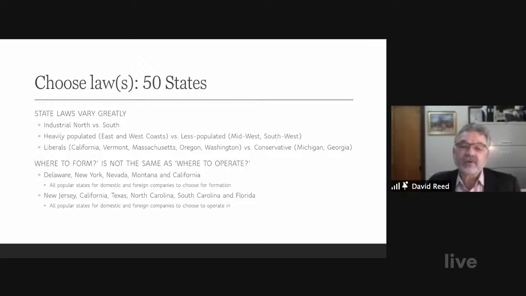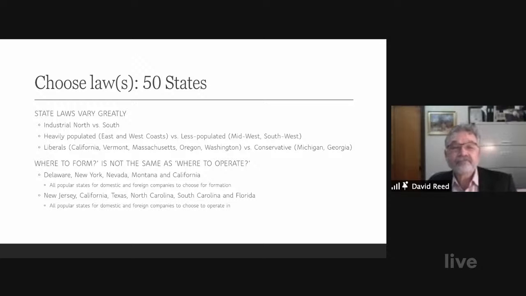There are also issues of liberal versus conservative. California, Vermont, Massachusetts, Oregon, Washington are all viewed as liberal states. They not only do things differently than other more conservative states such as Michigan, Georgia, Wisconsin, Ohio, Indiana, but they also do them in a way that sometimes creates greater benefits for individuals. And so the laws relating to employment may be harsher from an employer perspective in those liberal states than they are in the conservative ones. But there's still a benefit to forming in some of those states, even if you're worried about labor laws.